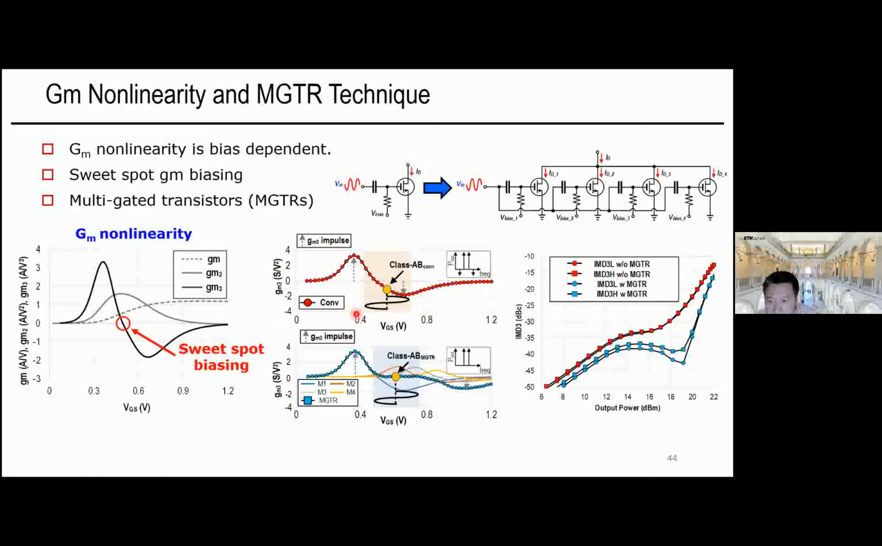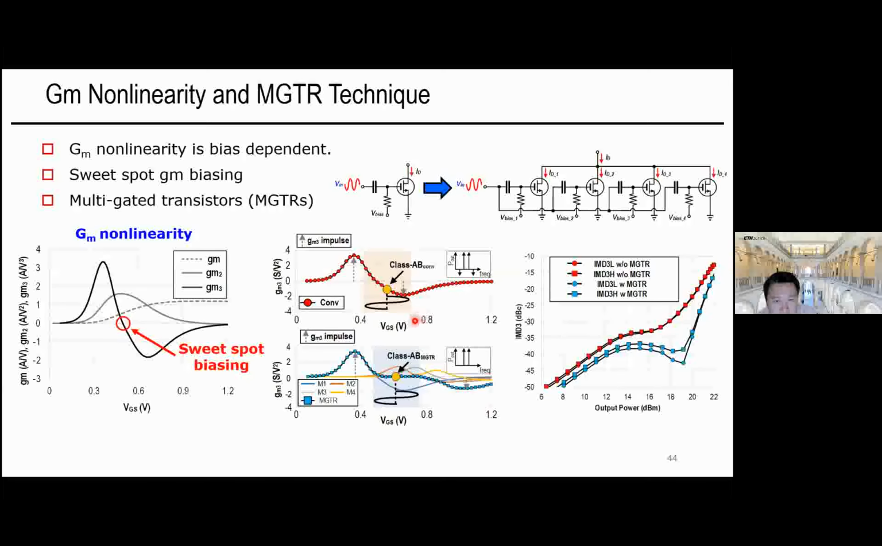For large signal PAs, we want to expand this so-called zero GM3 region to support large signal drive. We need to have some additional tricks, right? We notice that the GM3 has the opposite sign above and below this GM3 optimal biasing point.